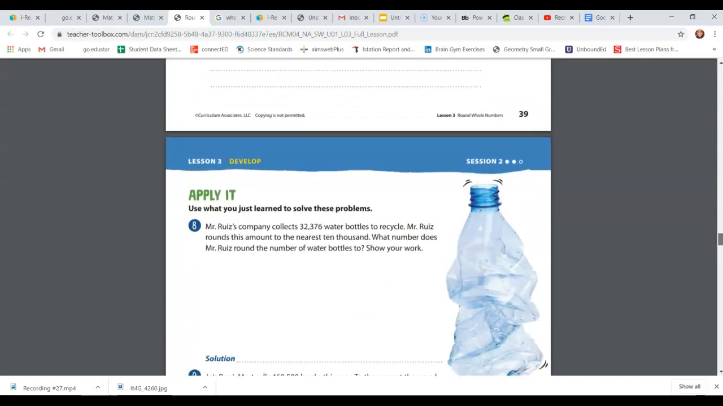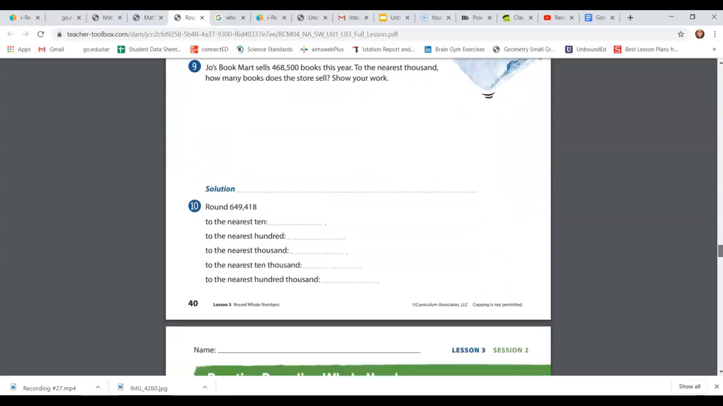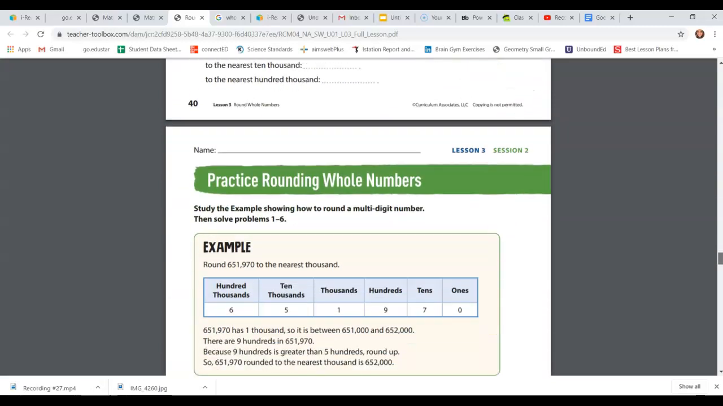And then they ask them to apply that to new problems. So they're asking them to use the concepts that they have learned with whole class and in the group discussion and apply it to new problems. And then there's additional practice as well.